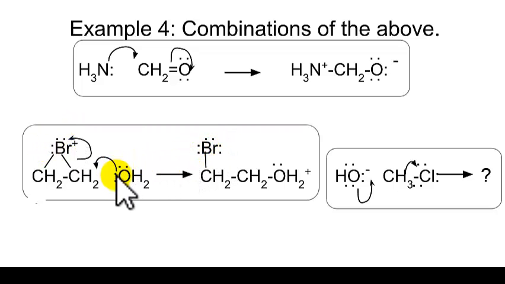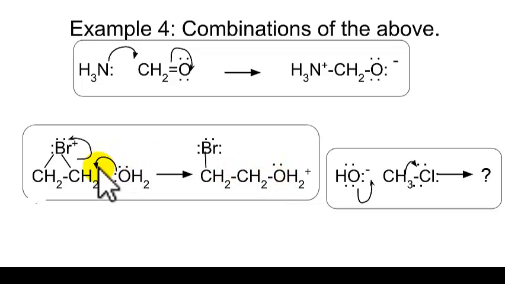And at the same time, this pair of electrons is moving into this place between the oxygen and the carbon. So we have a new carbon-oxygen bond right there. And this water that had 2 pairs of electrons before, now it only has 1 pair of electrons. The second one is now tied up in that bond right there.